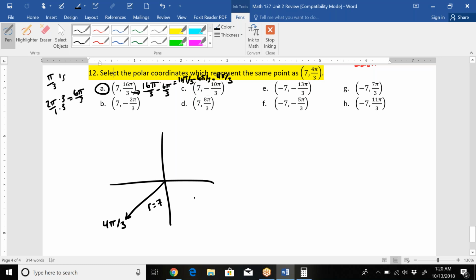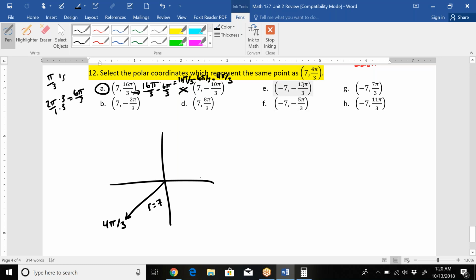Another way of doing these is to count around. Remember, pi over 3s occur at 60 degrees, so it's 1, 2, 3, 4, 5, 6. There's 6 of them around. So if we're doing negative 10 pi over 3, that'd be negative 1, negative 2, because we're going this way, negative 3, negative 4, negative 5, negative 6, negative 7, negative 8, negative 9, negative 10. So negative 10 is in quad 2 and the 7 is positive, so that does not match the original.